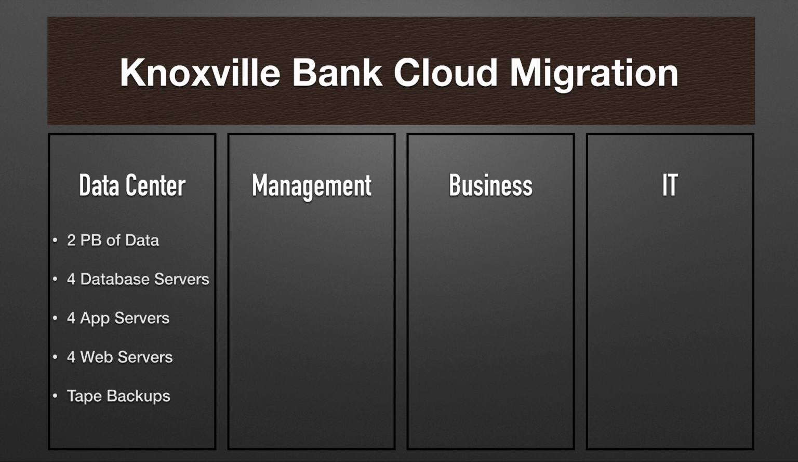So anything we do needs to be split into smaller pieces. And right now, all we're doing is segregating the resources and finding out the scope of our work. So the first thing, data center: it has 2 petabytes of data, 4 database servers, 4 application servers, 4 web servers, a bunch of tape backups.